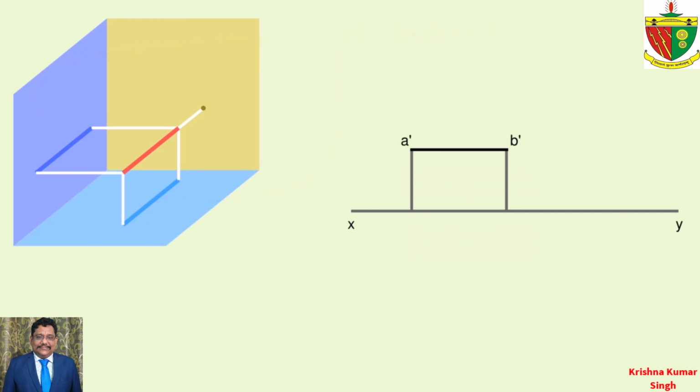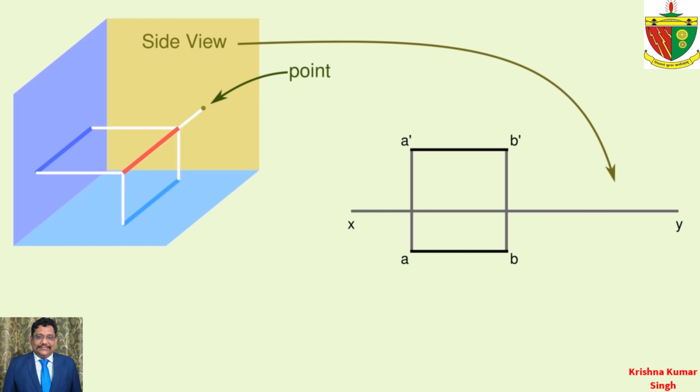First, draw the front view of the line as per given dimensions above the reference line and name it with lowercase letters with dashes. Then, draw the top view below the reference line, that is below the front view, and name it with lowercase letters without dashes. Now let's look into the side view. Here the line just looks like a point from the side view. So let's draw the side view of the line, the point, beside the front view.